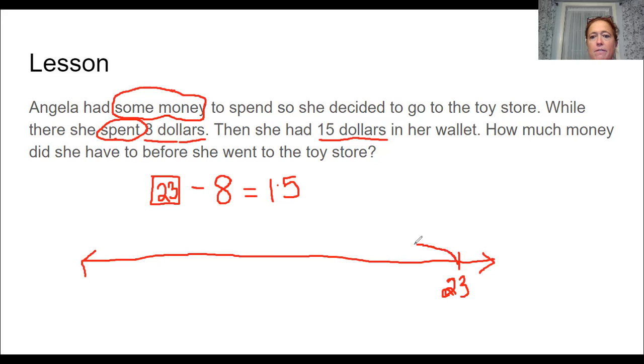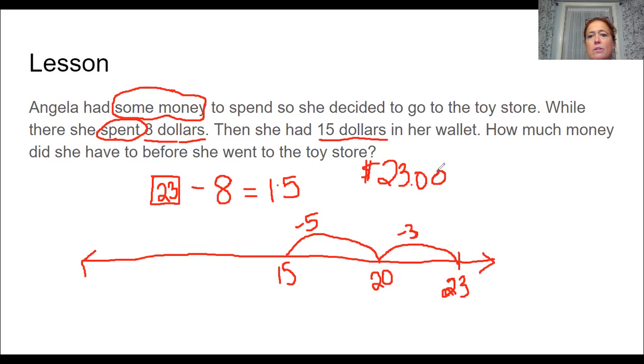So if I subtract 3 first to get me to that multiple of 10, that gets me to 20. And then I still have 5 more to subtract to get me to have subtracted 8. And then that's 15. So we were correct. She had $23 before she went to the toy store.